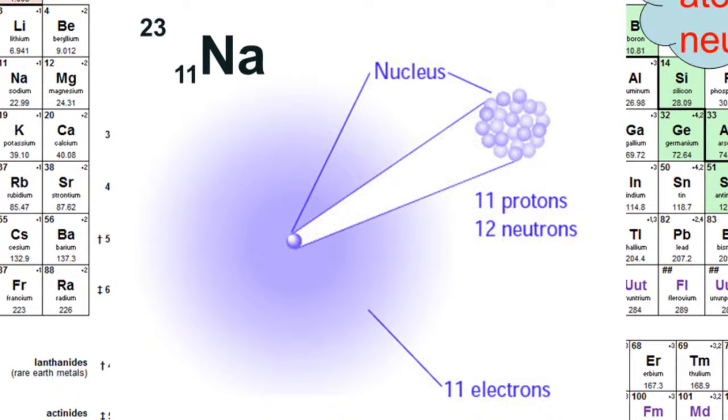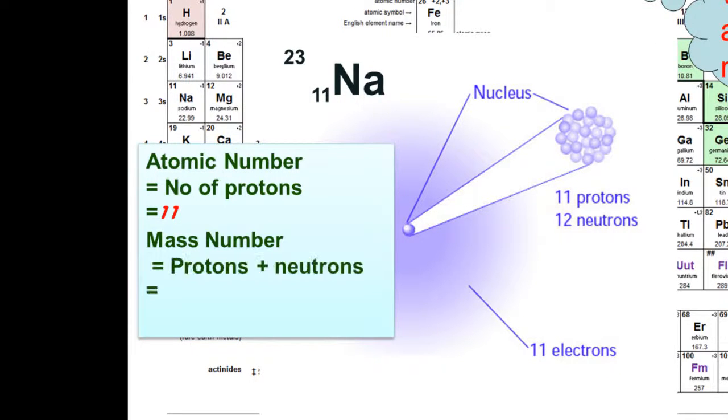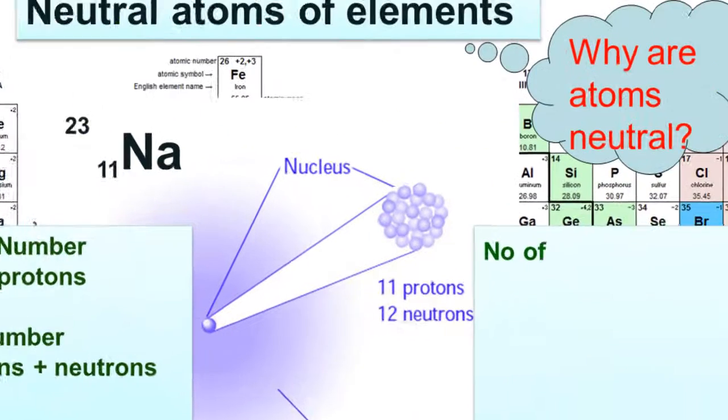We are taking the example of a sodium atom. In a sodium atom, we have 11 protons and 12 neutrons inside the nucleus, and 11 electrons are present outside the nucleus. The atomic number of sodium is due to its number of protons. Mass number is due to protons and neutrons. So the mass number of a sodium atom is due to its nucleus only.